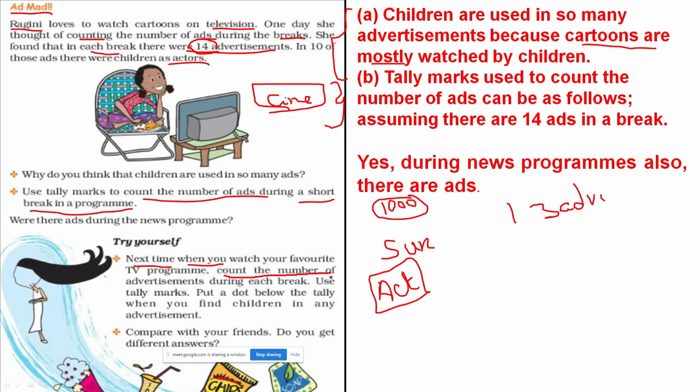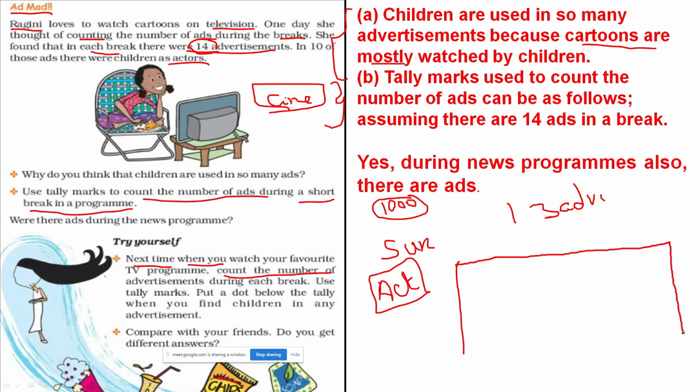Very good. Okay, so one homework I want to give you. Only one homework for this exercise. What you have to do: for half an hour you watch a program on any channel, and find out how many advertisements are coming, the name of the advertisement, and make your tabular column. Like this you make a column. How to make the column? For example, a tally marks chart. You have to make it like this.